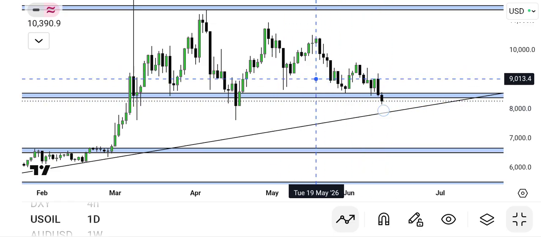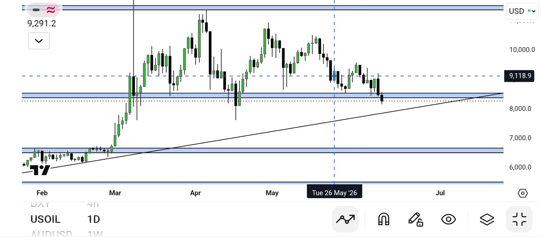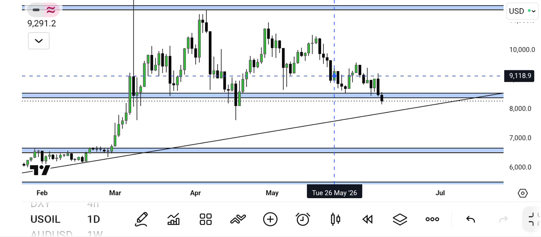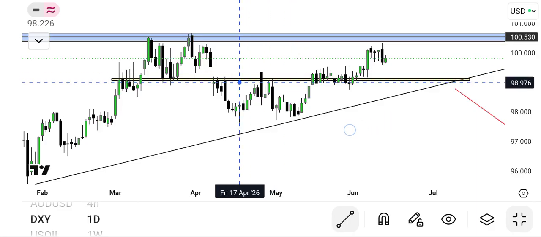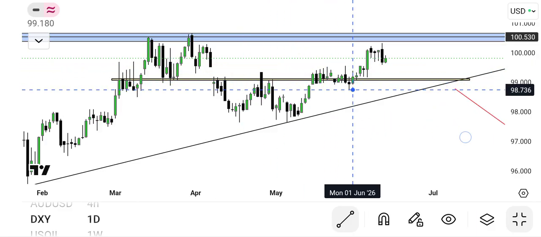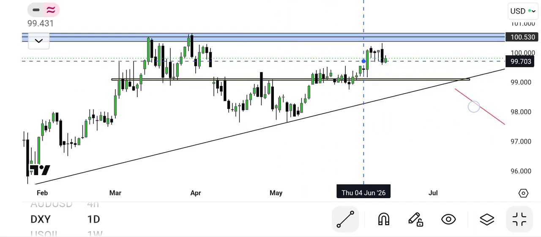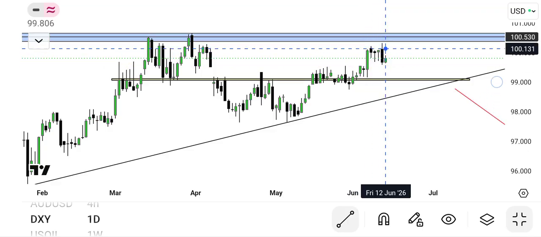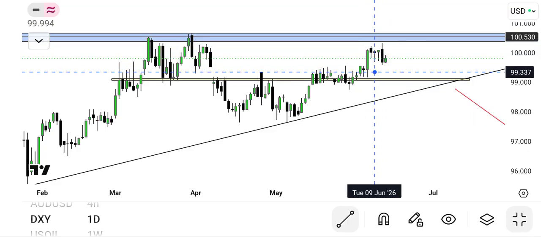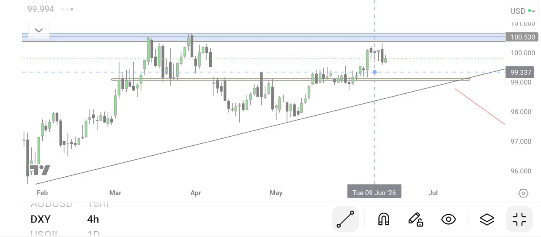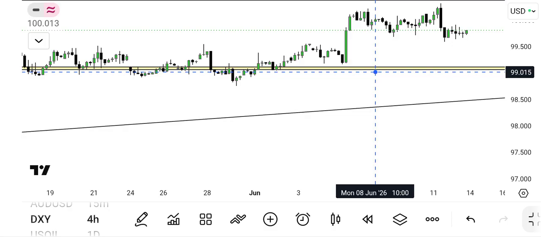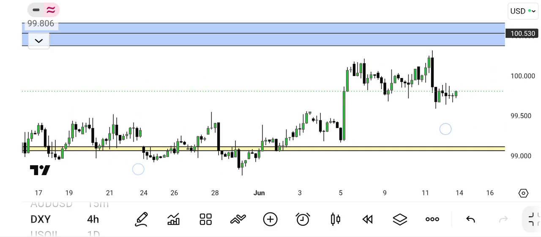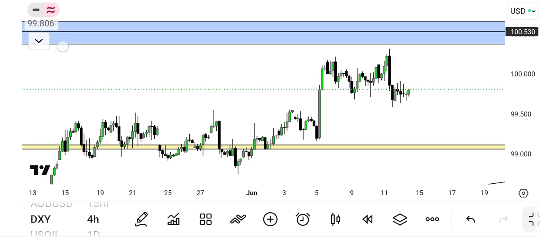You understand? Remember the DXY. Now I'll go to the DXY so I can explain something. Looking at the DXY here, you can see it broke out of this, came back here, then the news of last week pushed it up. Now we're expecting a pullback, then a continuation. When I went to the 4-hour time frame, when I was trading this market yesterday, the market did something like this.